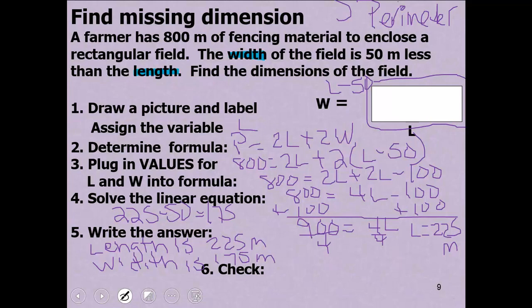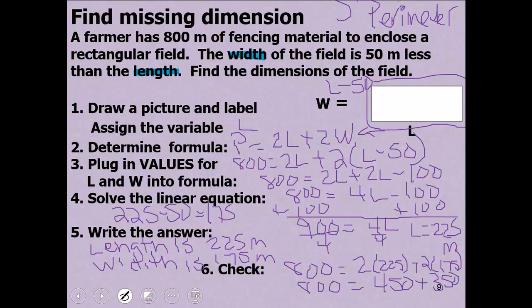Now to check it, my perimeter, I have to plug into this original equation up in here, right? So I have 800 is equal to 2 times 225 plus 2 times 175. And so I get 800 is equal to 450 plus 350. So I get 800 is equal to 800, and it checks. Right? Okay, good.